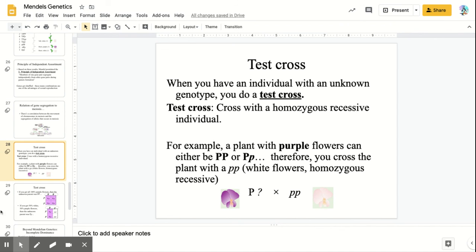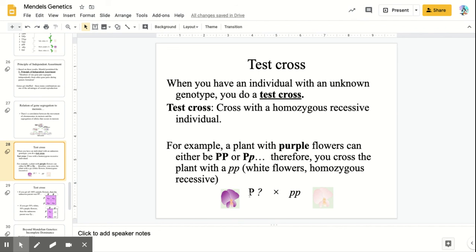The next vocab word you have is a test cross. So if you have a pea plant, because again, Mendel is a very boring guy, and he just worked with pea plants. If you have an organism like a purple flower that is a pea plant, and you don't know if it's going to be homozygous dominant or heterozygous, you have to do a test cross to see what it's going to be. So a test cross is a cross with a homozygous recessive individual.